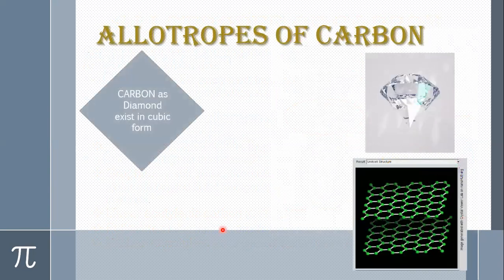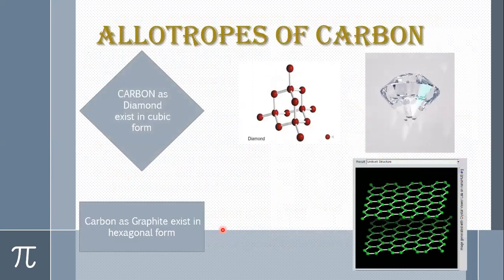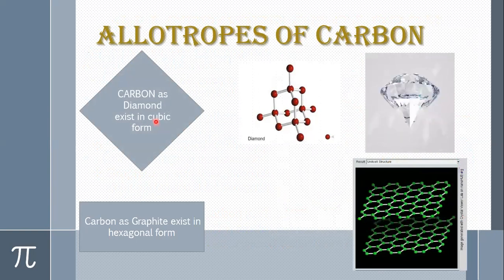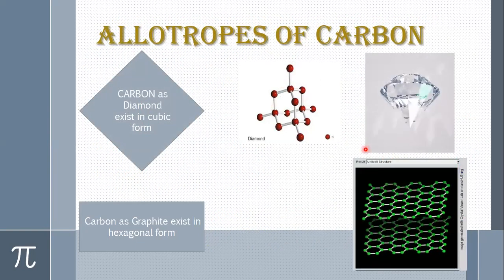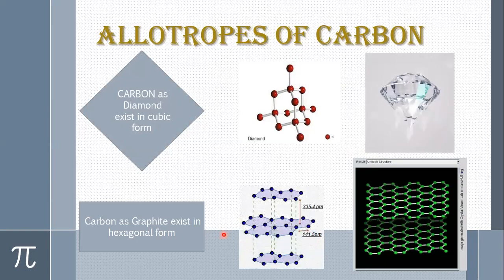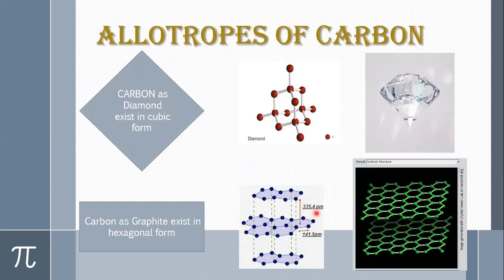Allotropes of carbon. We will study the two most important allotropic forms of carbon, that is diamond and graphite. Diamond exists in cubic form and here is its structure. It is the hardest form, while graphite exists in hexagonal form and has a layered structure. The distance between two layers is 35.4 picometer.